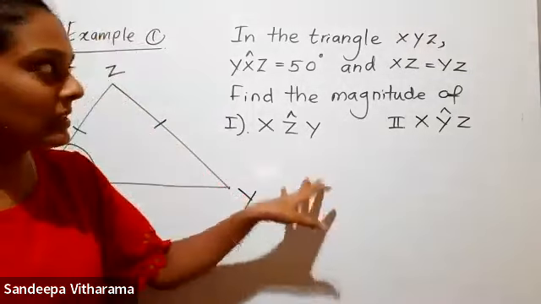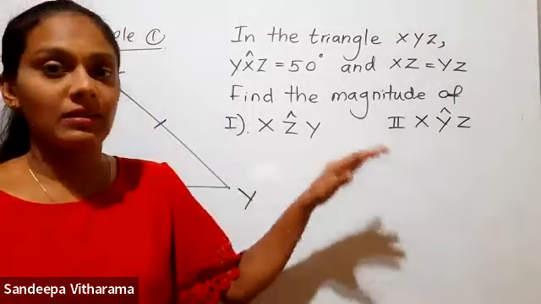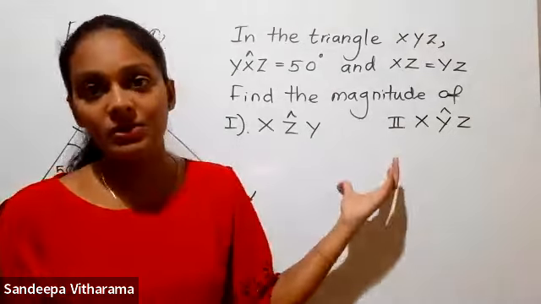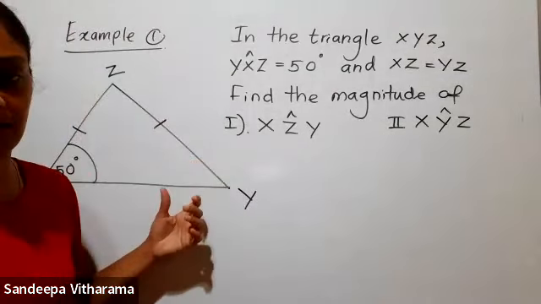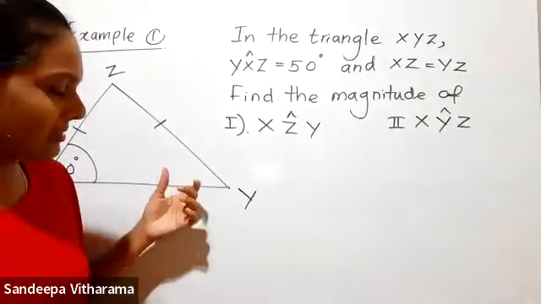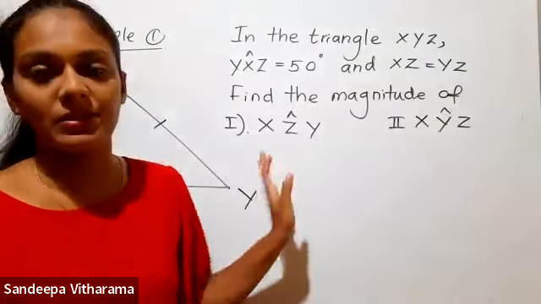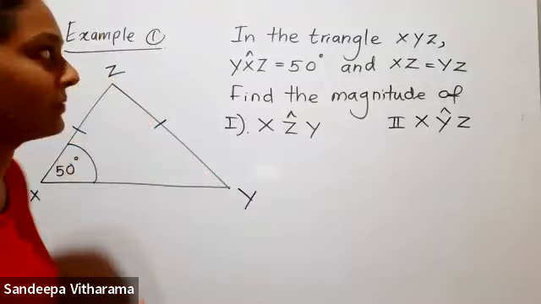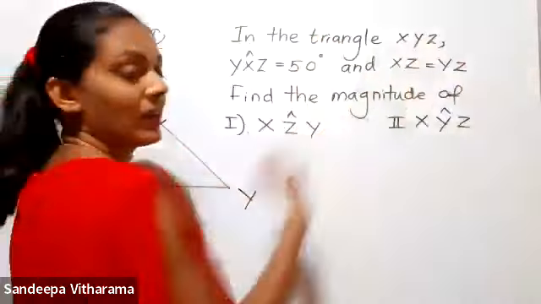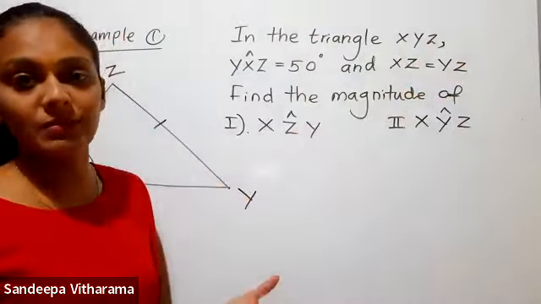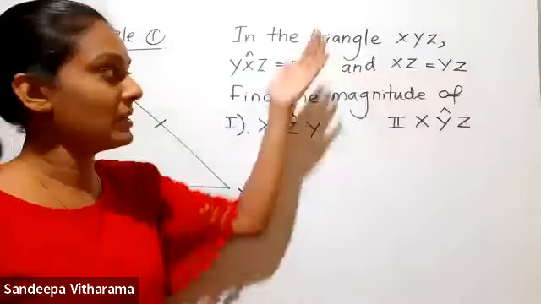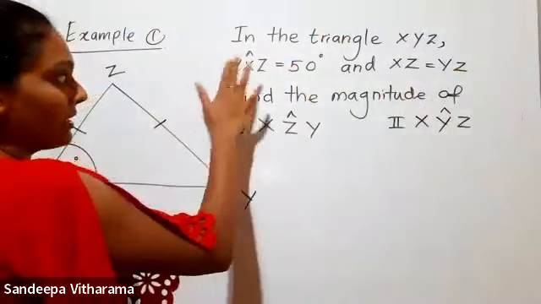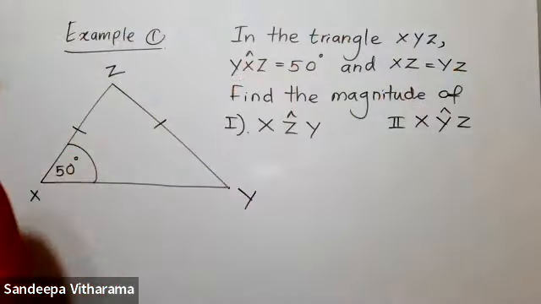Now here it is the situation where information is given in both the question and the diagram. Now look, in the triangle XYZ, they have introduced the triangle. Angle YXZ equals 50 degrees.